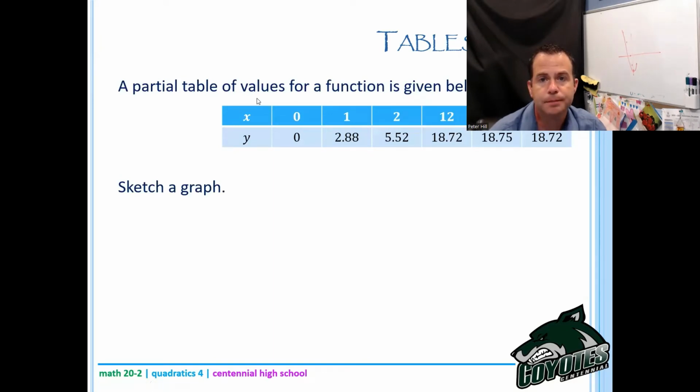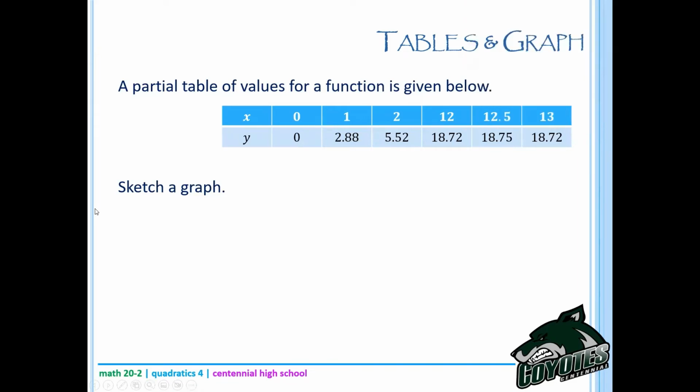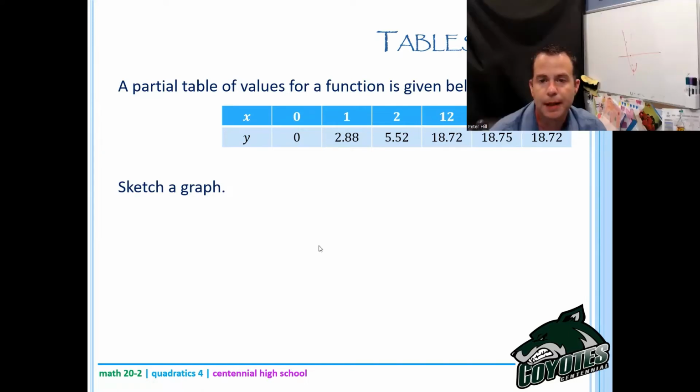Now, a partial table of values for the function is given below. Again, I'm going to hide my big old head for a sec just to make sure you've got it all. Okay, and I'm back. We're going to sketch the graph. So if you have your workbook with you, you have a little grid that you can draw these on. Okay, I know you might not know exactly where 2.88 is, but just kind of do your best. Okay, it's just underneath the 3 mark.